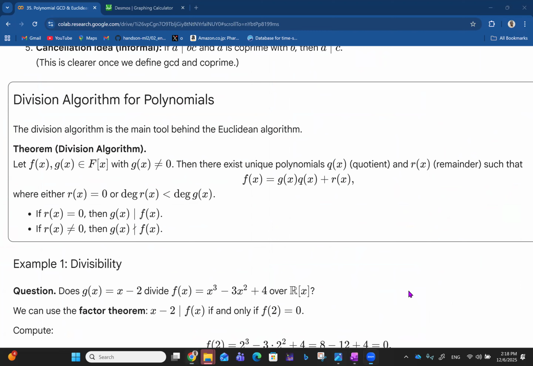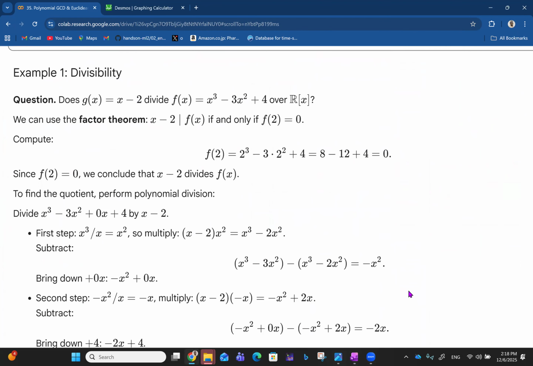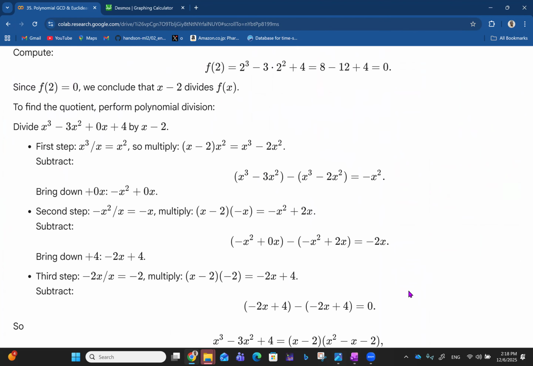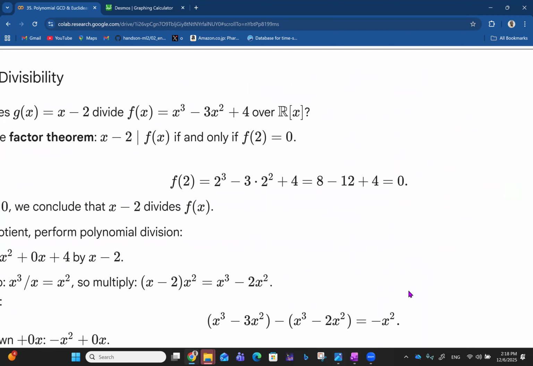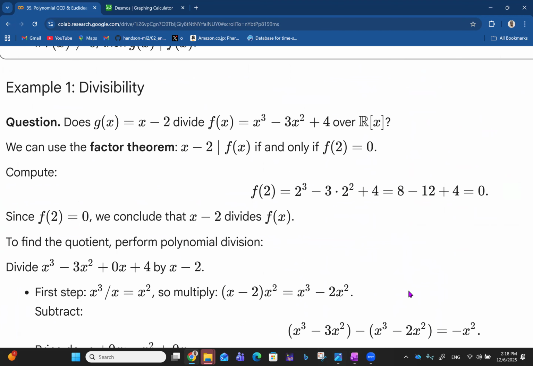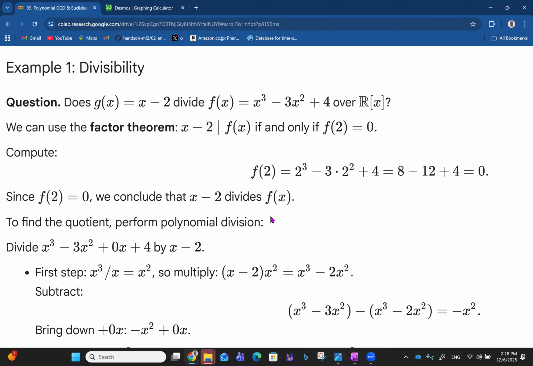Let's go ahead and talk about an example of divisibility, step by step. Example 1 on divisibility: does g of x, which is x minus 2, divide f of x, which is x cubed minus 3x squared plus 4, over the real numbers? We can use the factor theorem. For the factor theorem, we want to see if x minus 2 divides f of x.